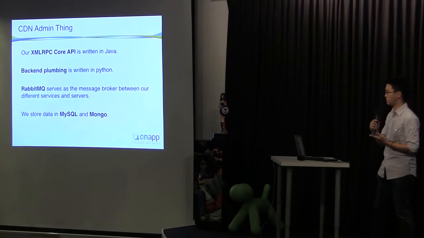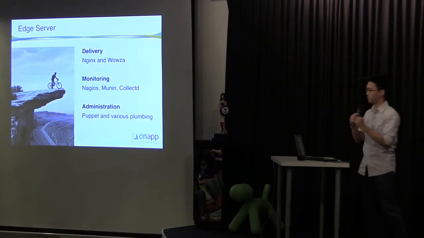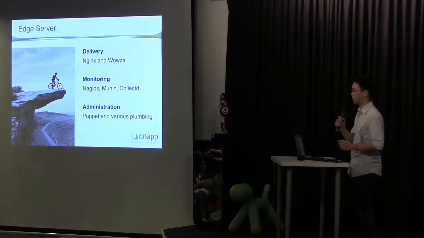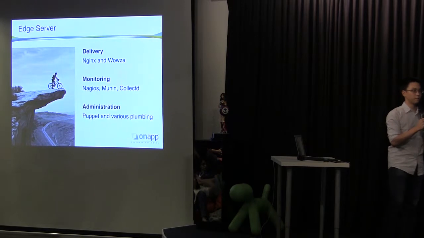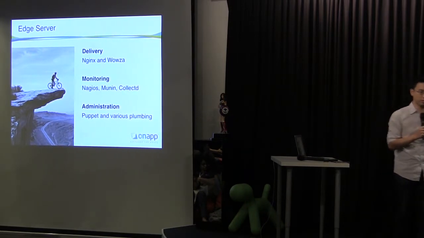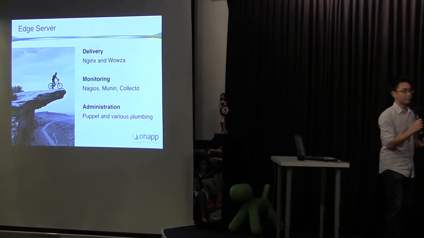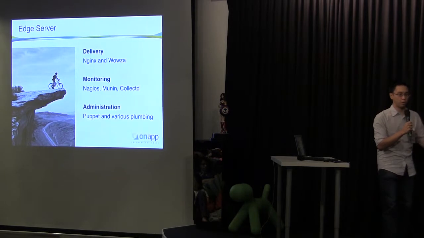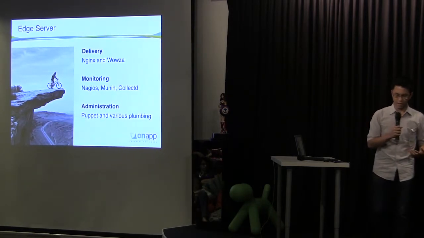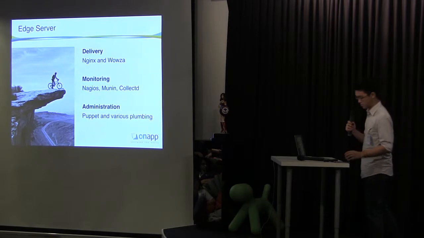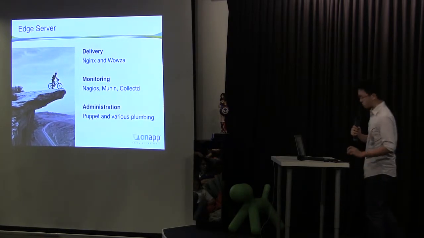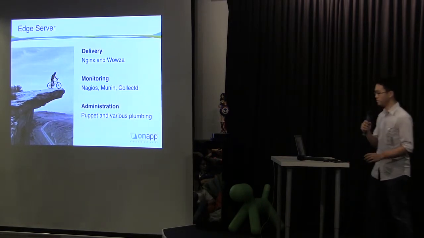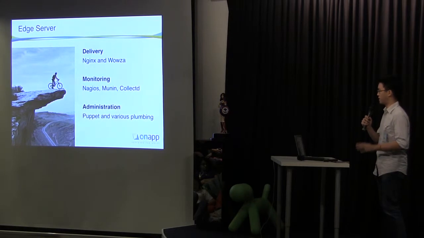On our CDN edge server, which is the server that does the actual content delivery, we use Nginx and Wowza. Nginx is for HTTP objects and also for HTTP pseudo streaming, and Wowza is for live streams and those pure streaming protocols like RTMP, RTSP, HLS. We use the Lua module for Nginx. It's a really cool module. It lets you hack Nginx in many interesting ways.